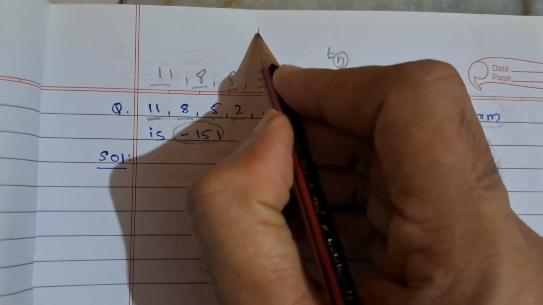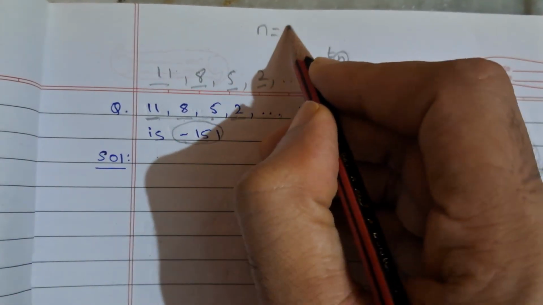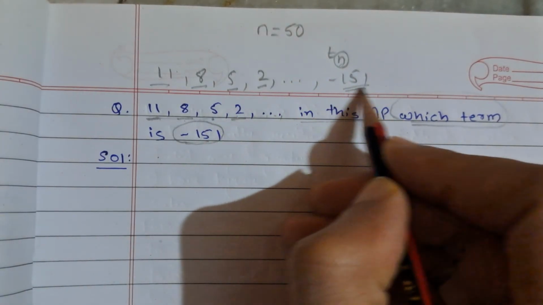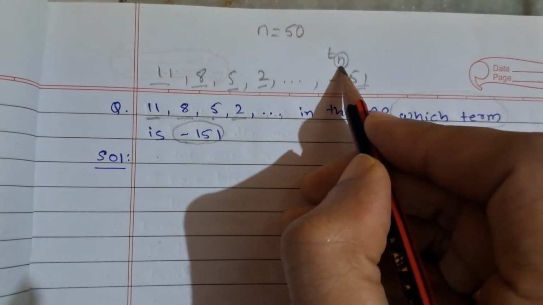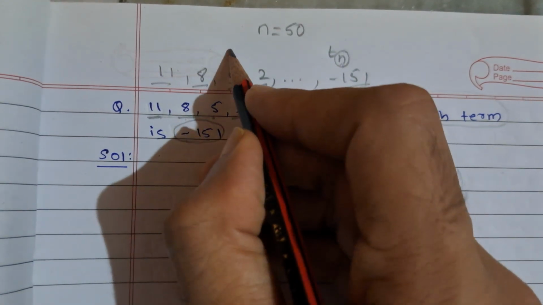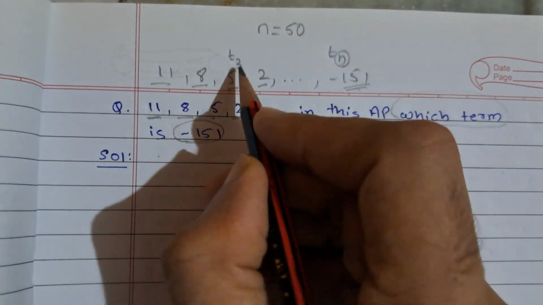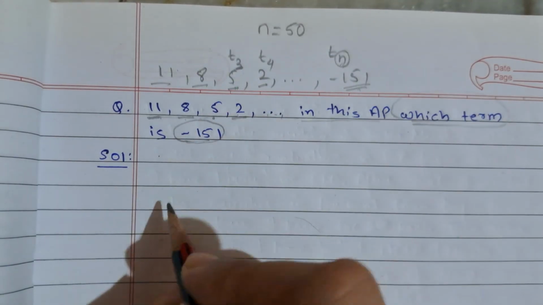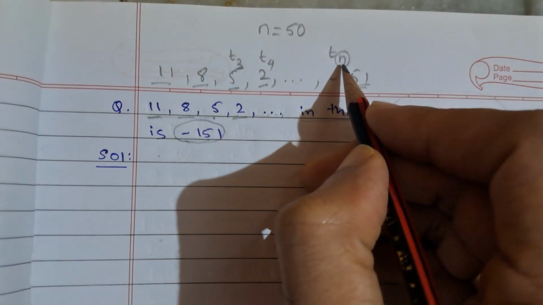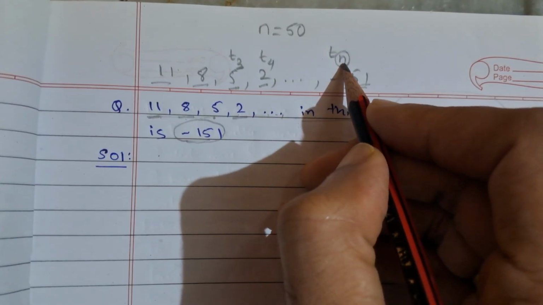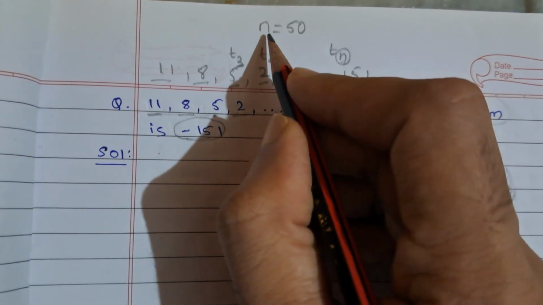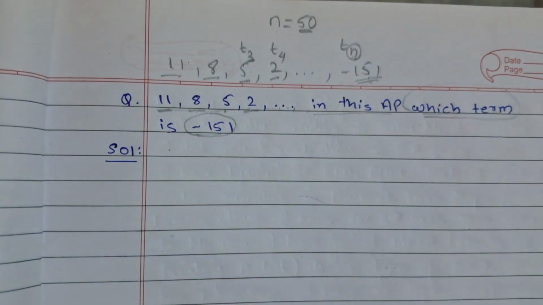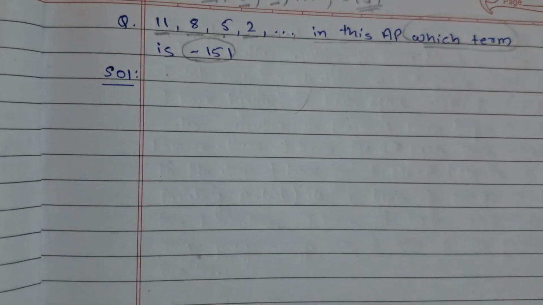For example, let's say the n value turns out to be 50. So what will I say? That means this minus 151 is which term? 50th term. Because what is this term? This is T3, right? This is third term. This is fourth term. Similarly, this is a term which I don't know, which I have now termed as Tn for now. But ultimately, when I find the value of n, let's say it is 50, I will say it is the 50th term. So let's start with this process now.